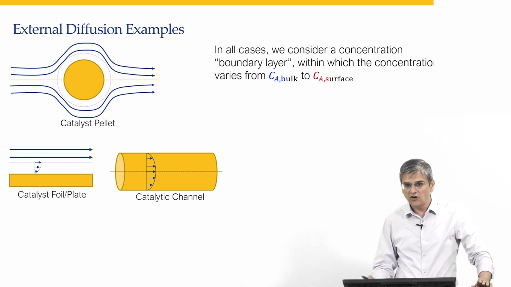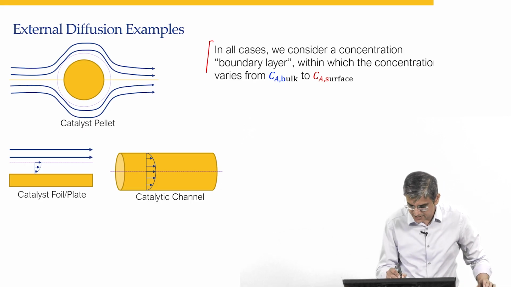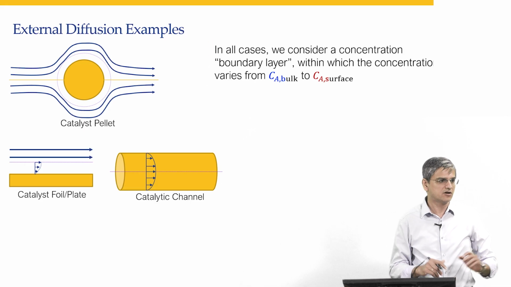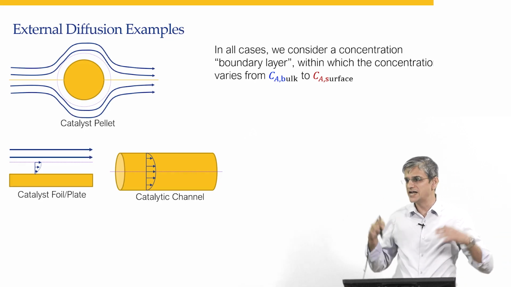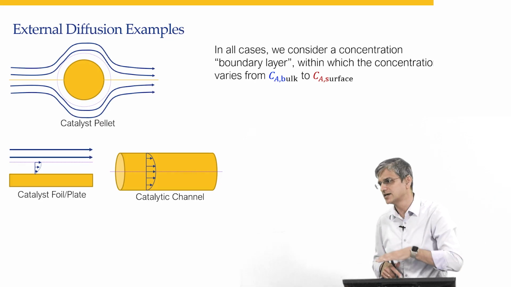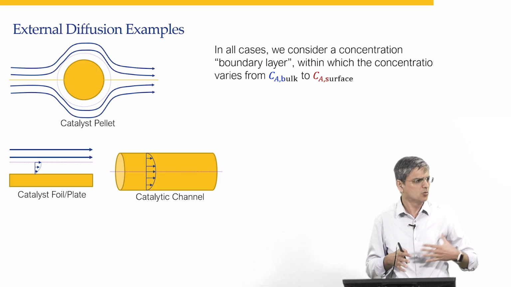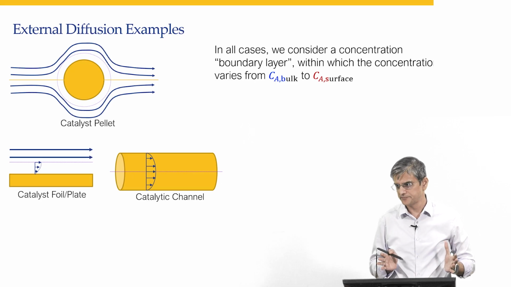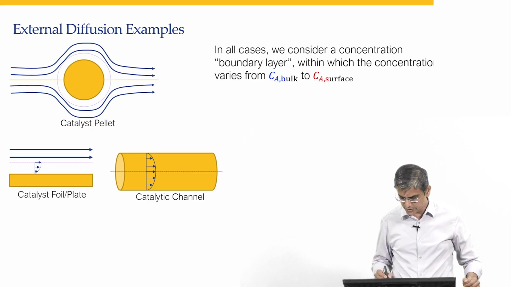So in these cases we consider a boundary layer. I talked about delta yesterday, that is the film thickness, and then I talked about characteristic length. All of that was towards the derivation. What are we going to use?